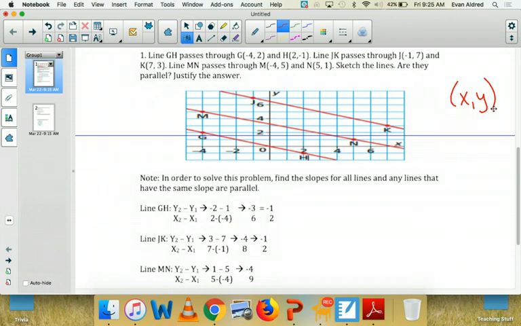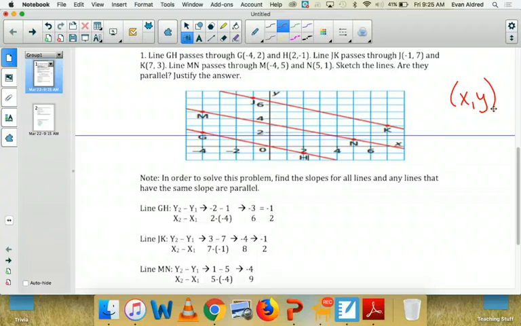Line JK passes through J, which is at negative 1, 7, and K, which is at 7, 3. And then we have a third line kind of in the middle of the two, which is line MN. It passes through M at negative 4, 5, and N, which is at 5, 1. So we're asked to sketch the lines.